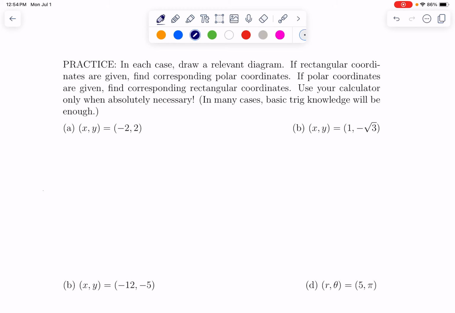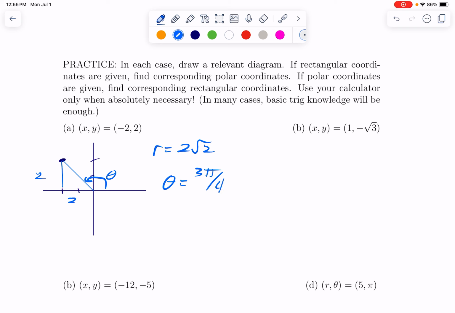All right, so I hope you've had some success. Here, our point has rectangular coordinates of negative 2 and 2. So it's here. Basically we have a triangle like so. R would be 2 root 2. That's an isosceles right triangle, so 45, 45, 90 rules. You can do the Pythagorean theorem, but if you just know you're multiplying by root 2, that's faster. And then this angle here is basically the 45 degree angle in the second quadrant. That's 3 pi over 4. And remember, those choices are not unique, but those are probably the most intuitive answers.